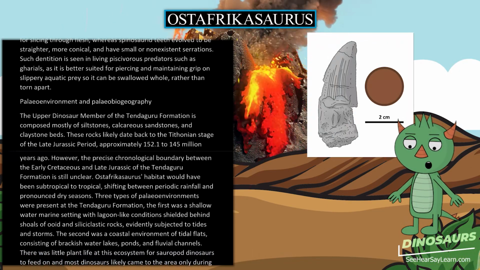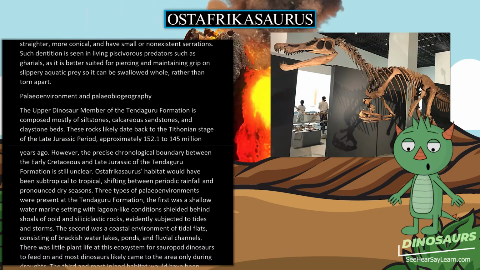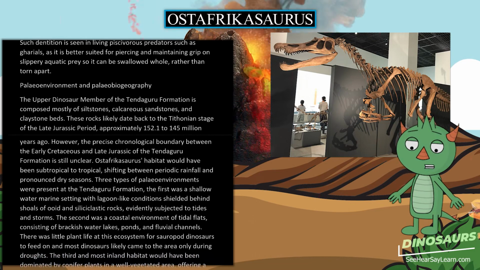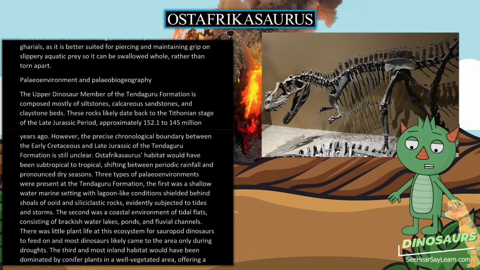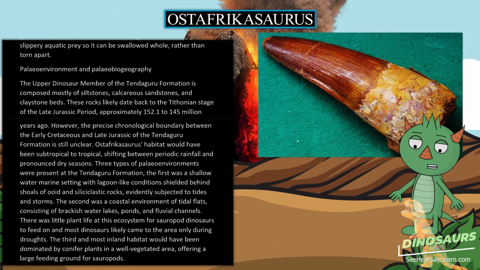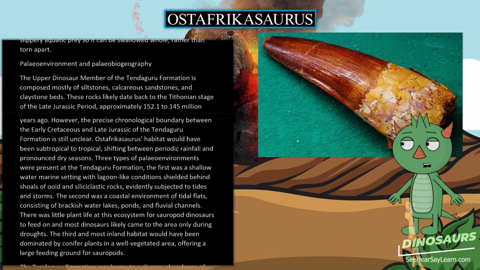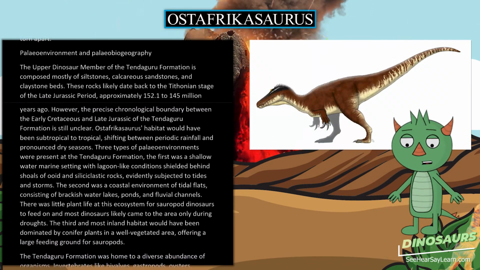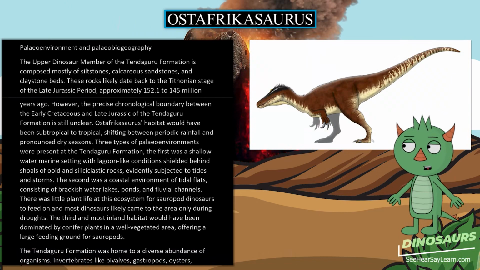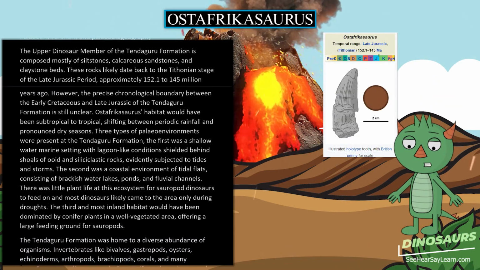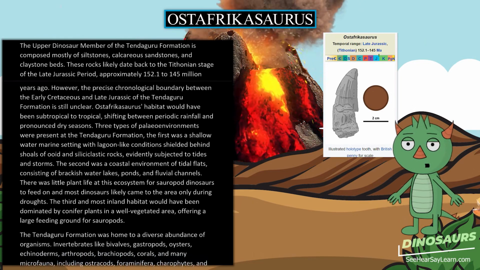Three types of paleo environments were present at the Tendaguru Formation. The first was a shallow water marine setting with lagoon-like conditions shielded behind shoals of ooid and siliciclastic rocks, evidently subjected to tides and storms. The second was a coastal environment of tidal flats, consisting of brackish water lakes, ponds, and fluvial channels. There was little plant life at this ecosystem for sauropod dinosaurs to feed on, and most dinosaurs likely came to the area only during droughts.